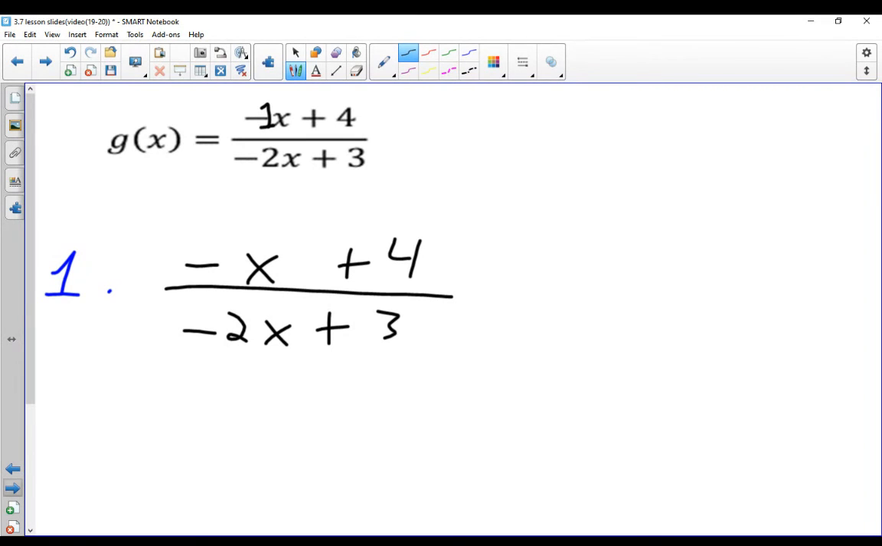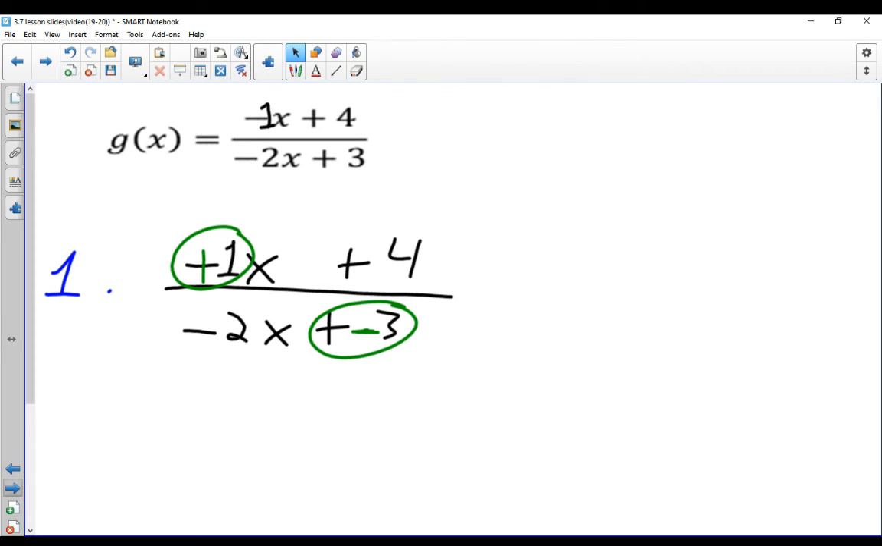And let's squeeze in a 1 in that upper left corner, so it's actually negative 1. So take a look at your upper left corner and then your lower right corner. First thing you're going to do, change the sign. So now that's a positive 1, and now this is a negative 3. That's step 1. Now let's do step 2.